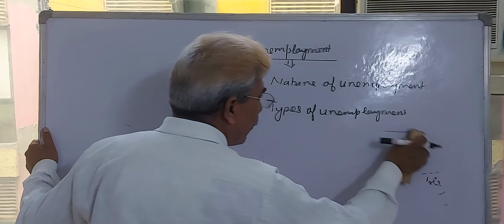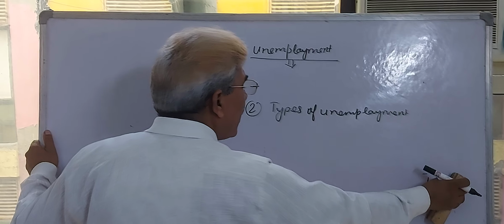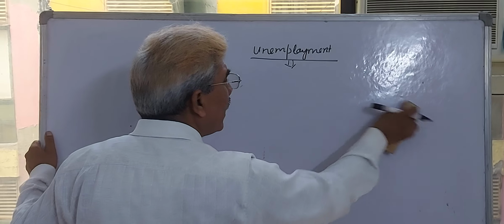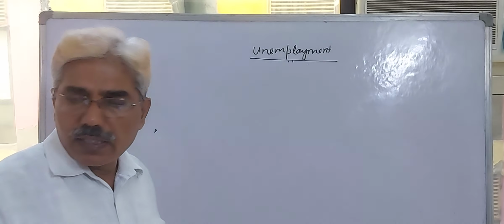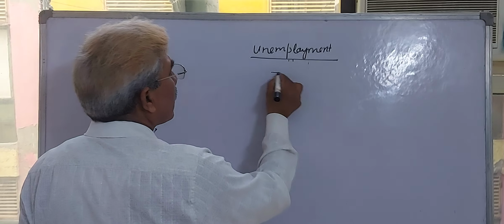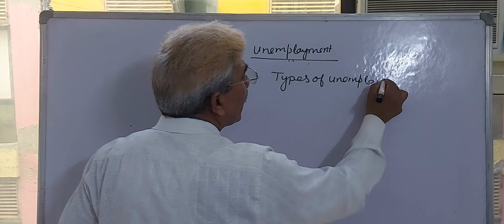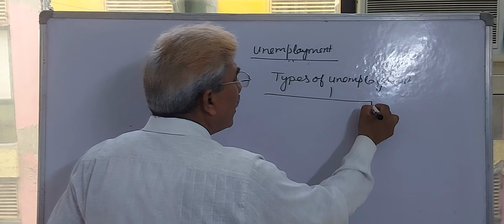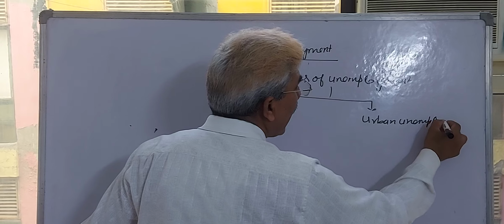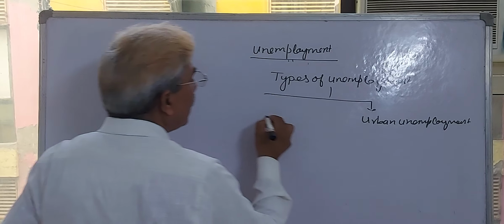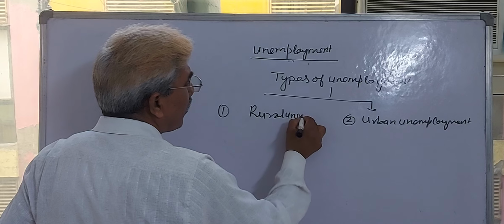Now one thing you are clear on: what is the meaning of the nature of unemployment in India? The second issue is types of unemployment in India. If you define types, it means what kinds of unemployment we find in our economy. Generally, you can categorize the types of unemployment in India in two categories: first, rural unemployment, and second, urban unemployment.